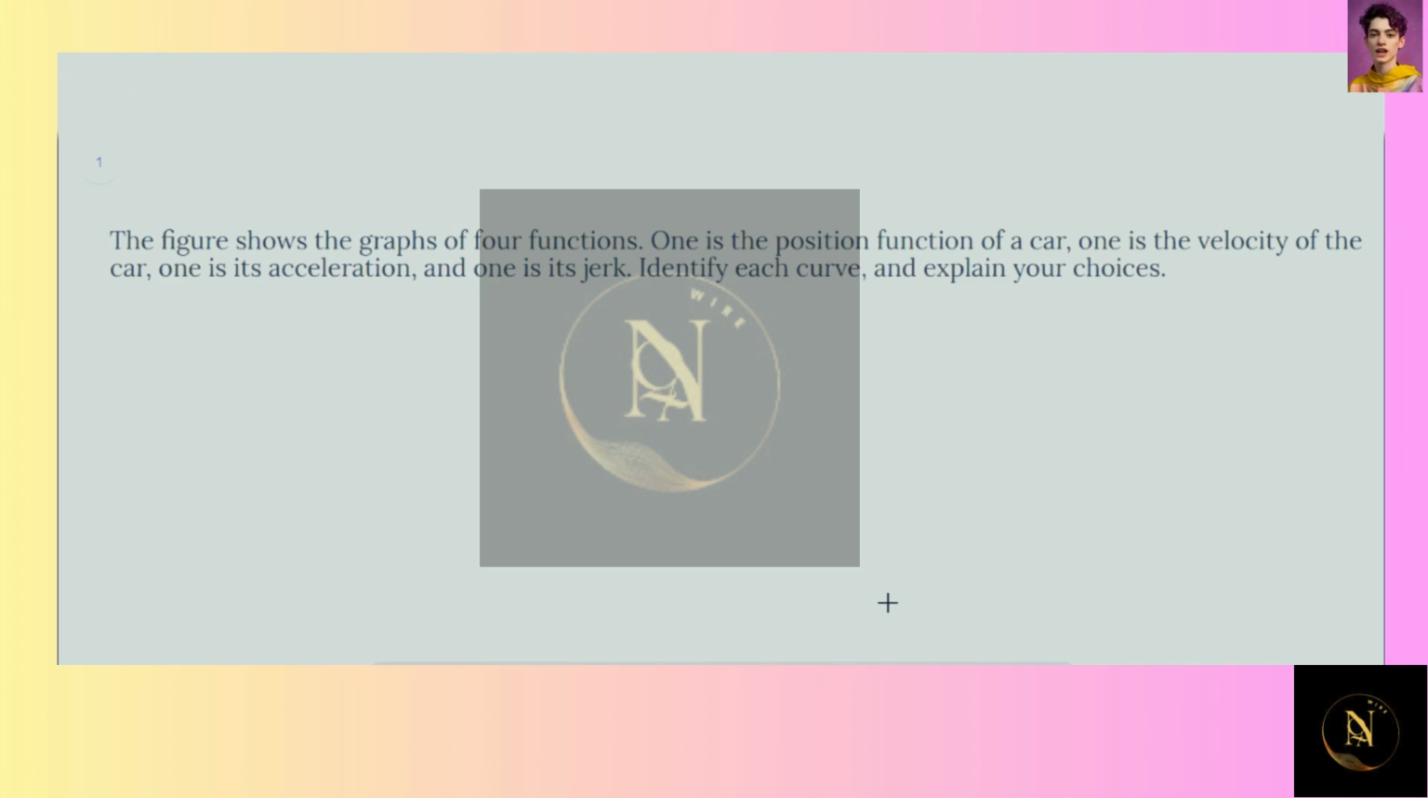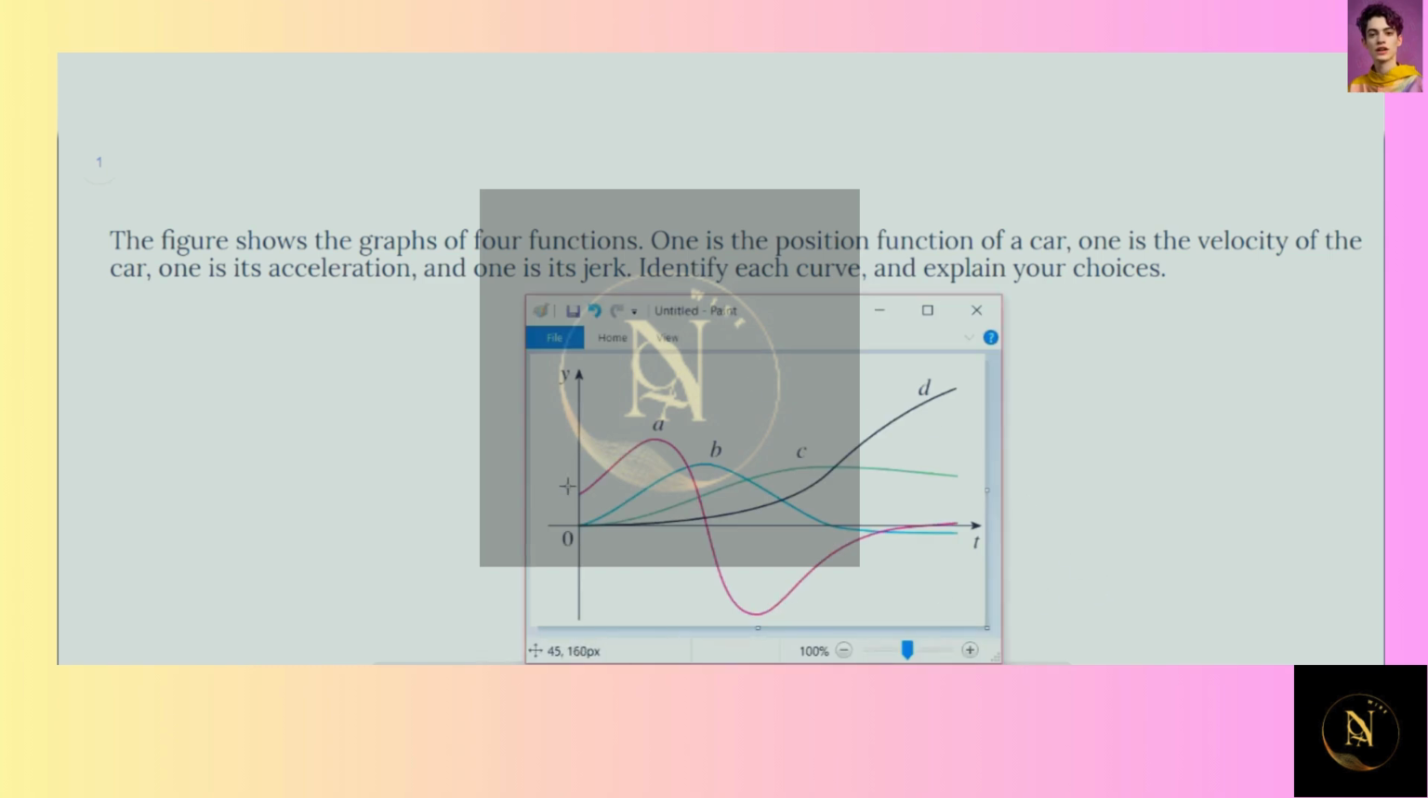The figure shows the graphs of four functions. One is the position function of a car, one is the velocity of the car, one is its acceleration, and one is its jerk. Identify each curve and explain your choices. So here we have our graph where it shows all four curves, A, B, C, and D.